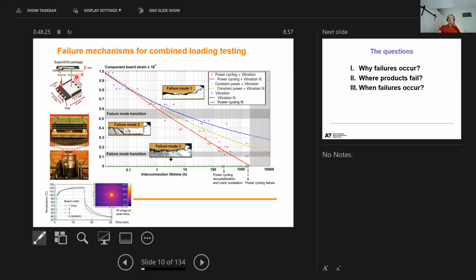This example, what you see here, is coming from our own research a few years back. Here is also, let's say, a power package. So this is an Infineon power package component. And at that time, we were interested in combined loading conditions. So in fact, what you see here is the test setup. We have a vibration shaker here, and then we have stacked DC boards. And the stacking is only so that we can have more samples tested simultaneously. And then this actual component is mounted here.